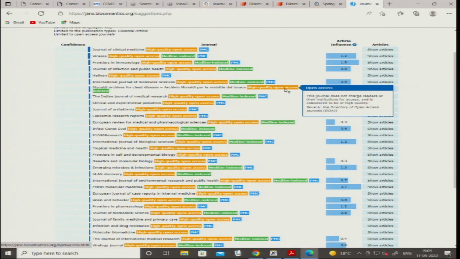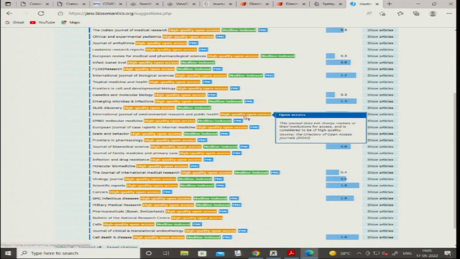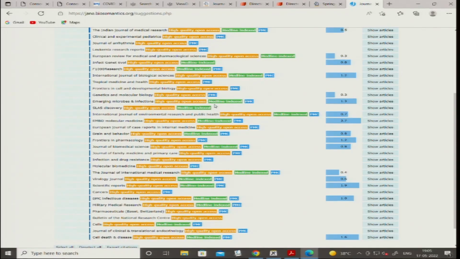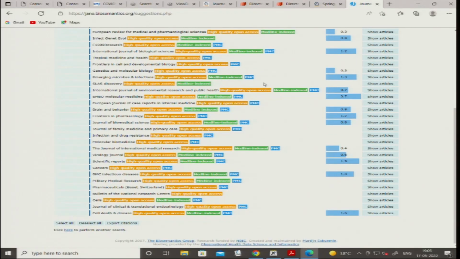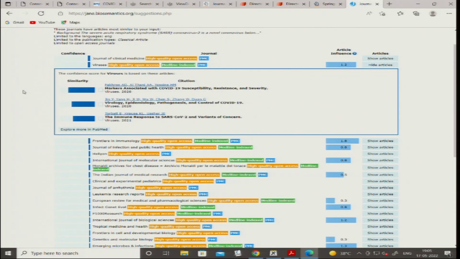Now you again see that you have a list. There you can ensure that your paper is fit for these journals, because you have used certain analytics to understand. These are the open access journals, high quality open access journals, which have very good influence also. And here you can also check the articles, and you can check the citations also. So Jane is a wonderful service, I would say, for all the scholars.